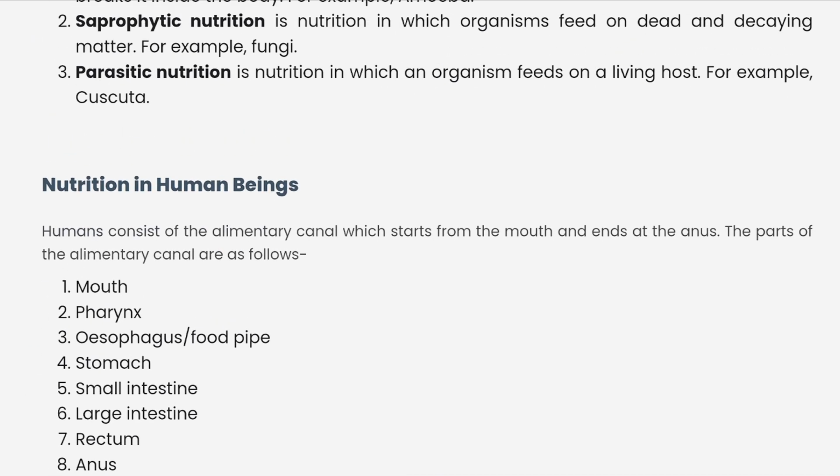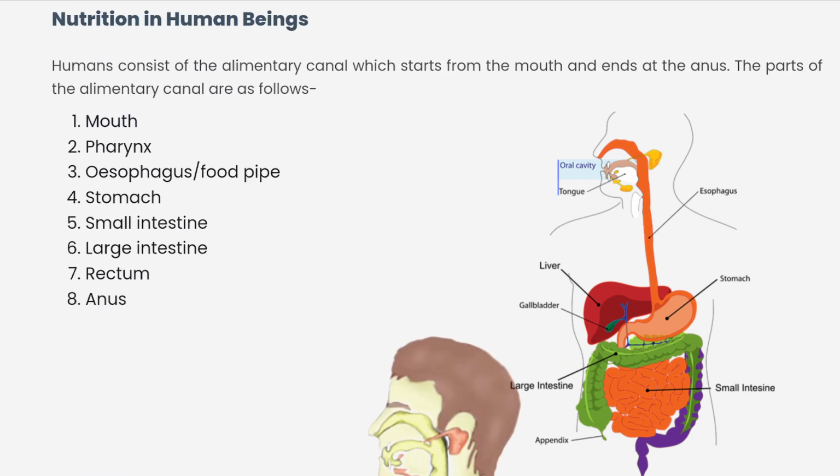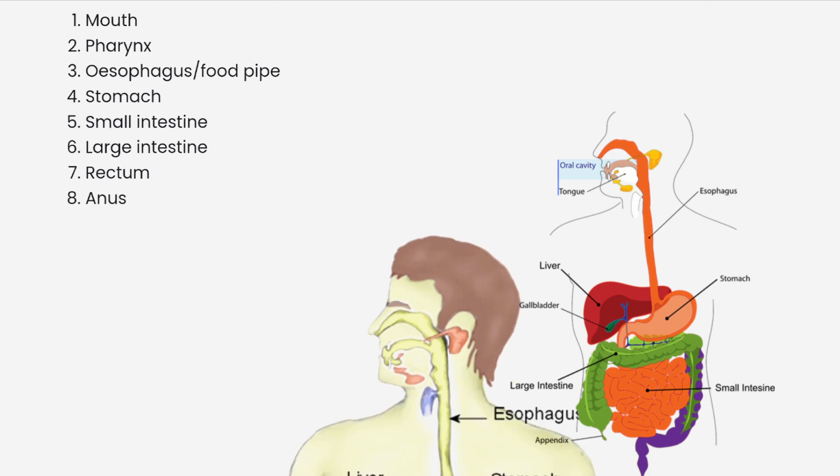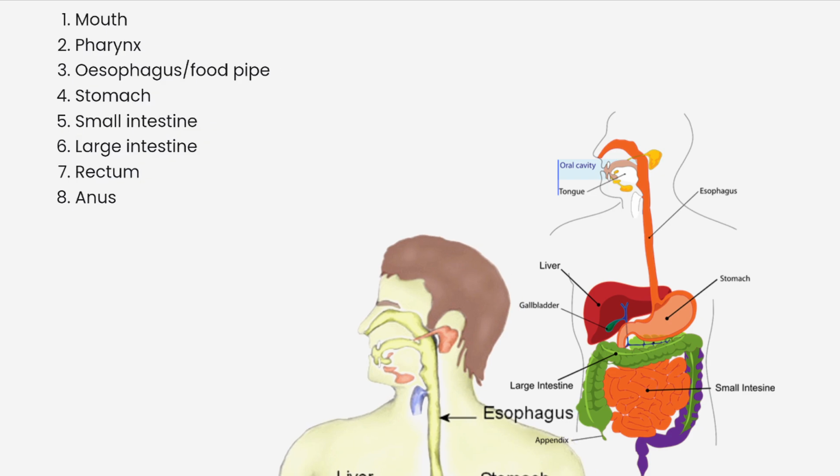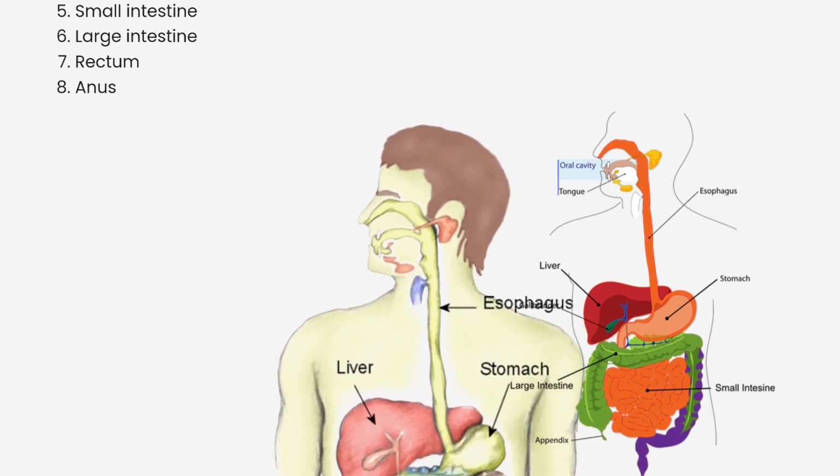Humans consist of the alimentary canal which starts from the mouth and ends at the anus. The parts of the alimentary canal are as follows. 1. Mouth. 2. Pharynx. 3. Esophagus, food pipe. 4. Stomach. 5. Small intestine. 6. Large intestine. 7. Rectum. And 8. Anus. Fig. 3. Human digestive system.